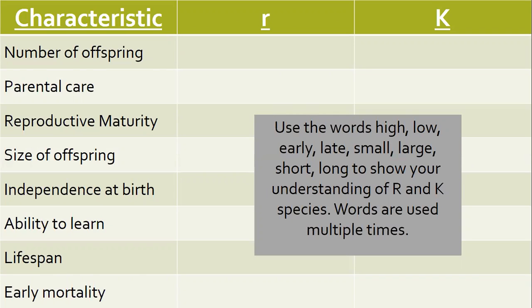I'm just going to let you look at this screen for a moment. The words that fill these boxes are high or low, early or late, small or large, short or long. I'd like you to try to mentally fill in the words. You can pause the video if you don't have enough time. If you can fill these in accurately, then you know that you've really gained an understanding of R and K species. Again, I'm just going to be quiet for a moment, and you can either pause the video and write down your answers separately, or just do it mentally.